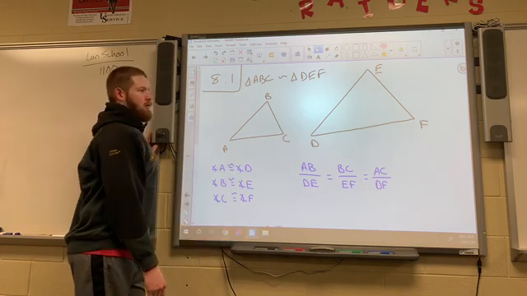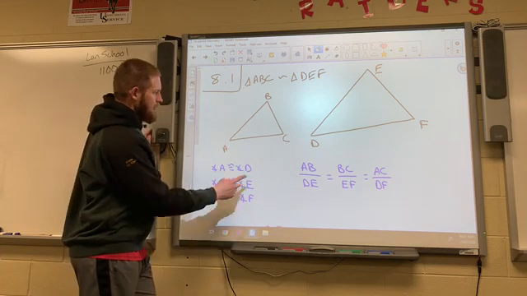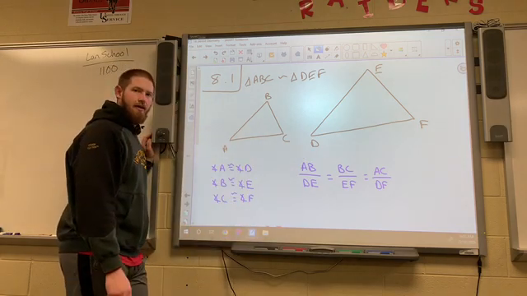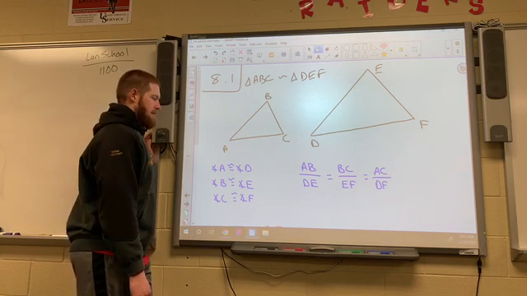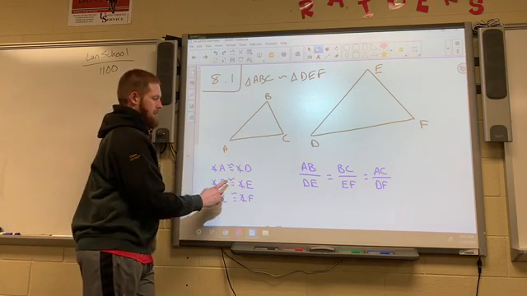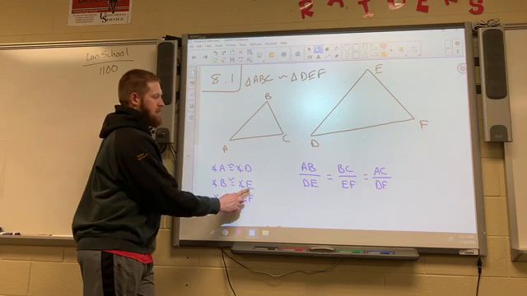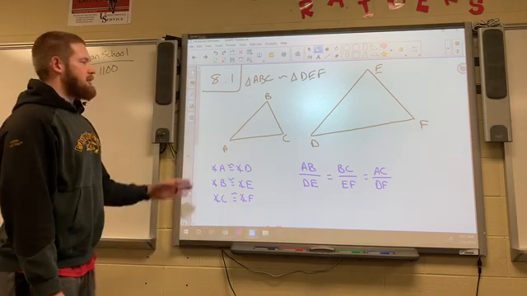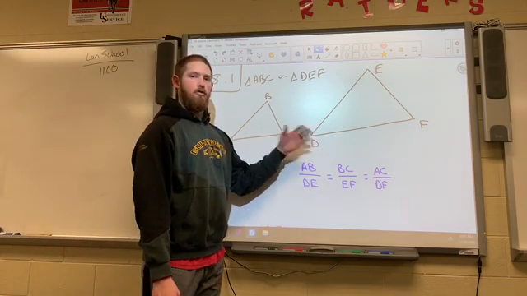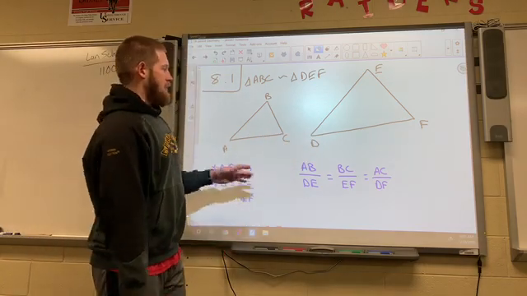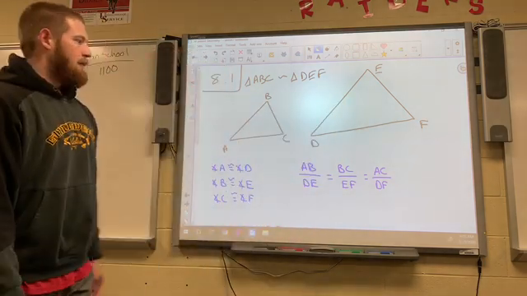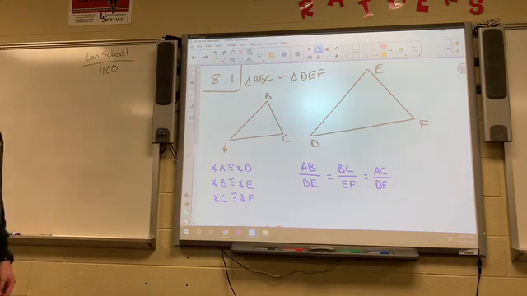Listing out our corresponding parts. So A corresponds with D. In similar shapes, your corresponding angles have to be congruent. So A is congruent to D, B would be congruent to E, and C would be congruent to F. Where this changes from what we used to do with congruent is that our corresponding sides now are not congruent anymore. Our corresponding sides have to have the same ratios.